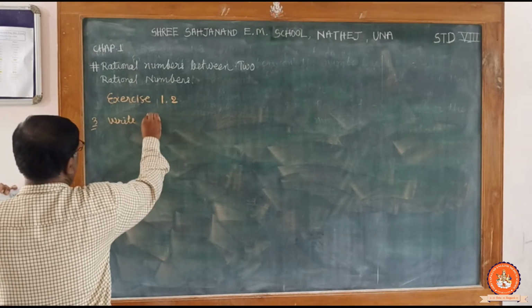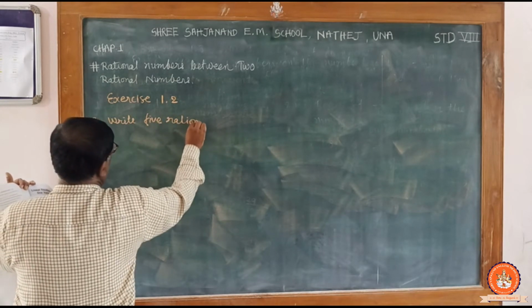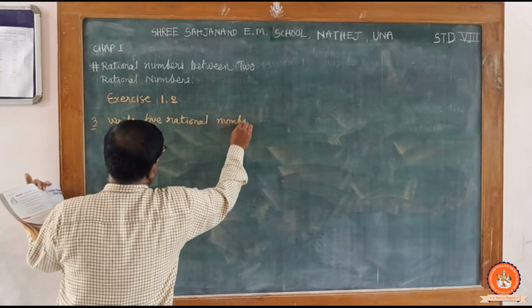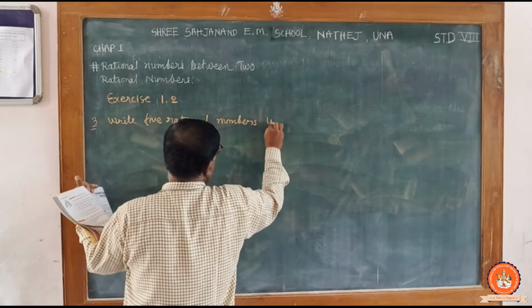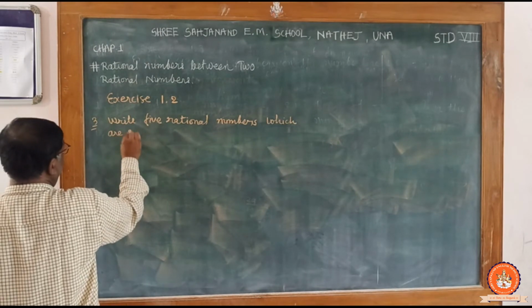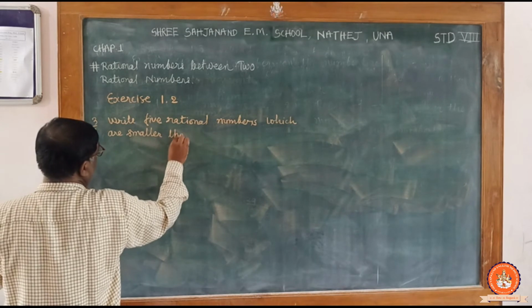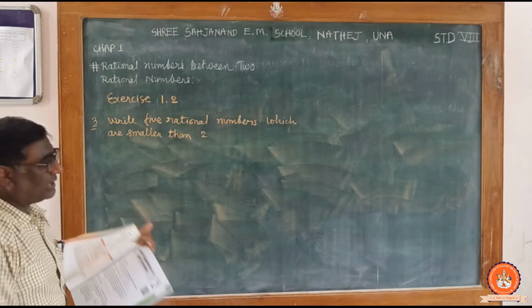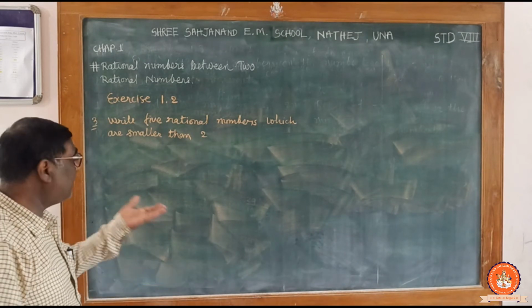Write 5 rational numbers which are smaller than 2. Okay, so smaller than 2 might be positive or might be negative.